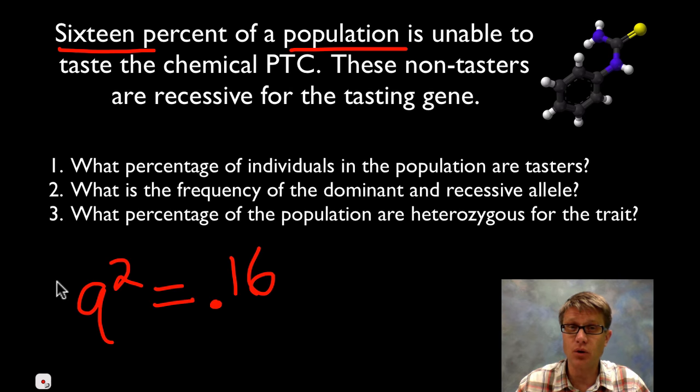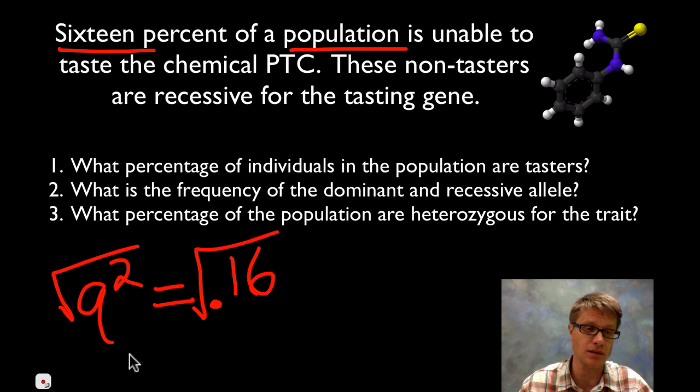So now my goal in any problem, even though I haven't even looked at the questions here and what they are, is to get to p and q. Because if I can get to p and q, I can solve any problem. Okay, so how do I get to q? I could take the square root of this side. I could take the square root of that side. I could say q equals 0.4.